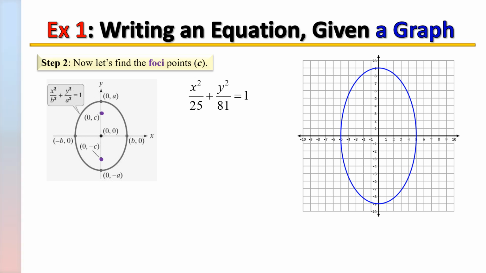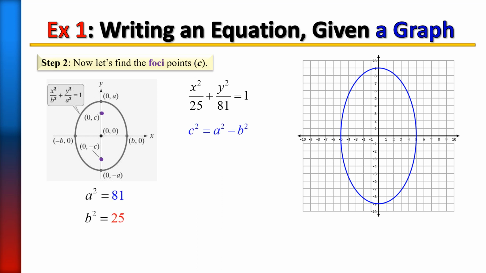Now let's find the foci points, which is c. We're going to use the equation as well as the values we already know. Recall that a squared is 81 and b squared is 25. We can just plug them in already; we don't need to take the square root of it. We know that a is 9 and b is 5, but in the formula, notice it's a squared. So let's just put 81 there and save ourselves some time, and put 25 there for b squared. Once we subtract those two values, we get 56.